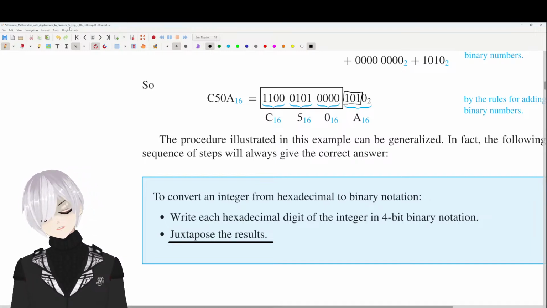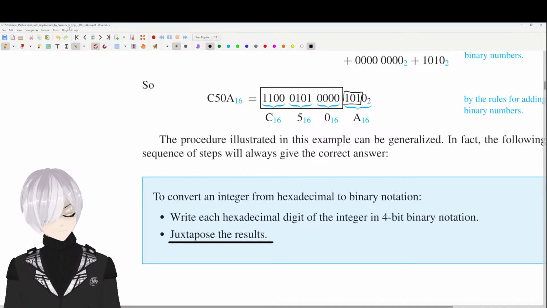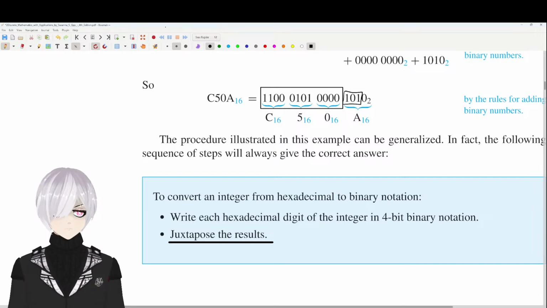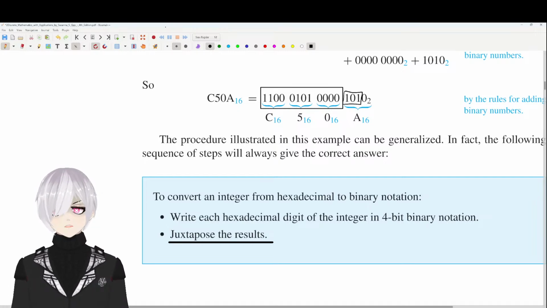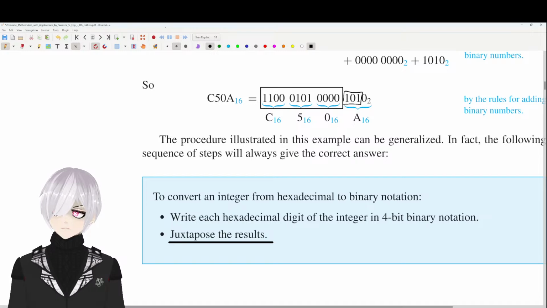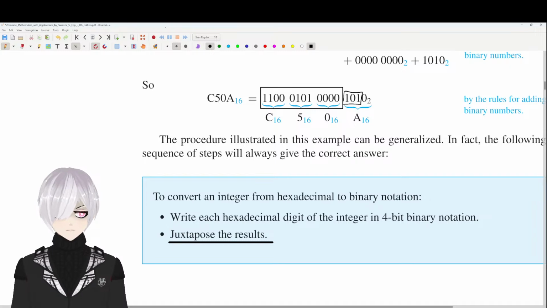Yeah, because what this really is, this is A times 1, because A is 1010, plus 0 times 16, plus 5 times 16 squared. Because the 5, all of its digits were shifted 8 units to the left, which is equivalent to multiplying them by 16 squared, because that's 2 to the 8th. And then C, in that position, you really have C times 16 cubed, because every digit of C has been shifted to the left by 12 units. That's 2 to the fourth cubed, which is 16 cubed.